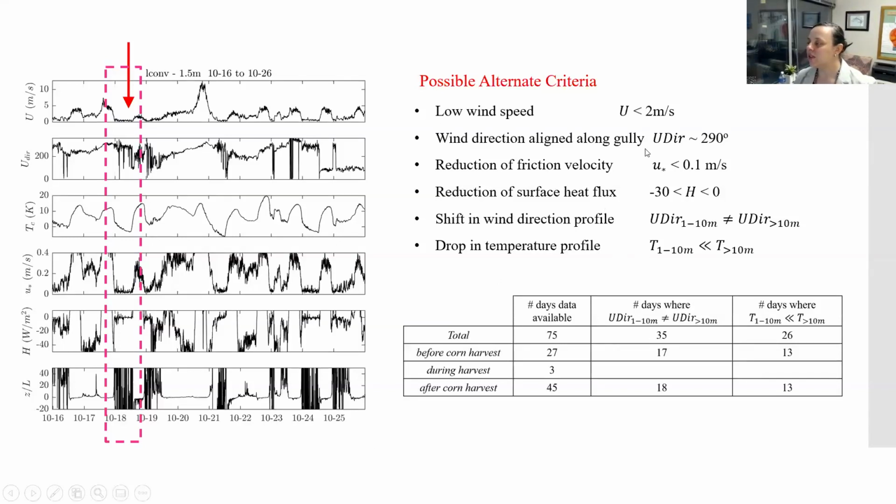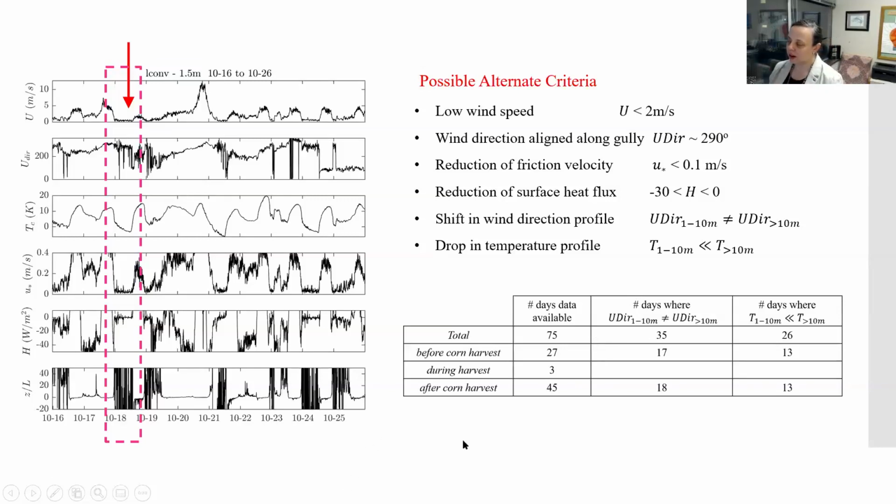And all of these are consistent through those periods where the wind speed has to be lower than 2 meters per second, the surface wind speed, the direction aligned along the gully. There's a reduction in friction velocity. So here you can see this is a period highlighted here where we know we had drainage based on the smoke movement. So a reduction in friction velocity to less than 0.1 meters per second. Also a reduction in surface heat flux, a shift in the wind direction profile, which is not shown here, and a drop in the temperature profile, so a dip here.